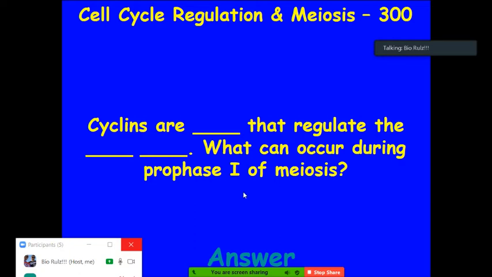Cyclins are blanks that regulate the blank blank. What can occur during prophase 1 of meiosis?